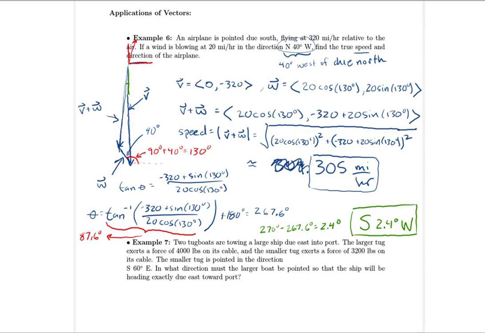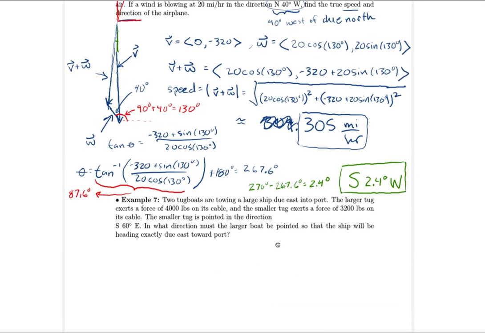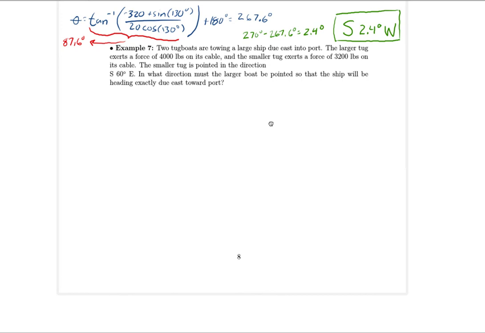All right, let's do one more example, kind of a different flavor in this second one. All right, so we have two tugboats are towing a large ship due east into port. The larger tug exerts a force of 4,000 pounds on its cable, and the smaller tug exerts a force of 3,200 pounds on its cable. The smaller tug is pointed in the direction 60 degrees east of due south. In what direction must the larger boat be pointed so that the ship will be heading exactly due east into port?